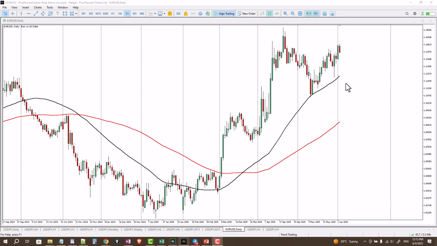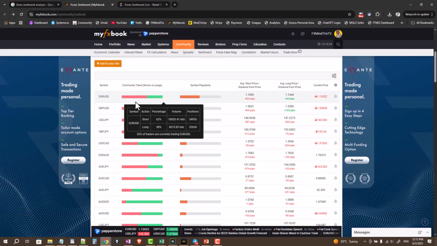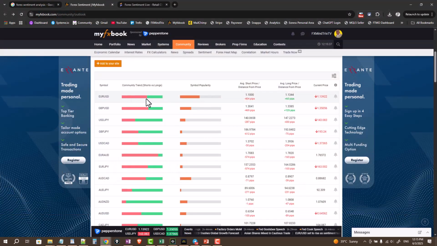So what does this have to do with anything? Well, if we go back to our sentiment indicator here, which is provided by MyFXBook, you can see that the majority of traders are actually shorting the EUR/USD. But remember I told you that professional traders tend to use the sentiment indicator as a contrarian trading tool, meaning the majority of traders might be doing one thing, and because they know that the majority of traders in the market are losing money, they're going to do the opposite of what the majority are doing.